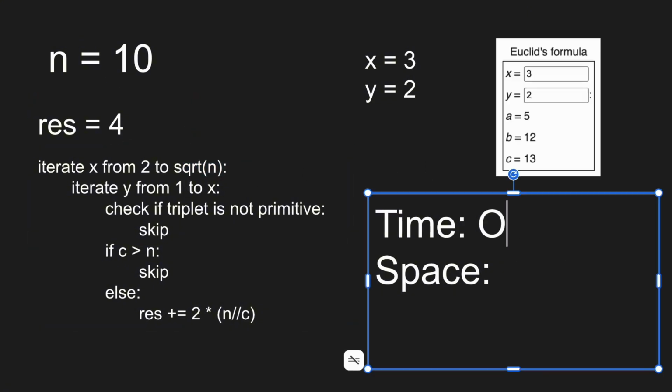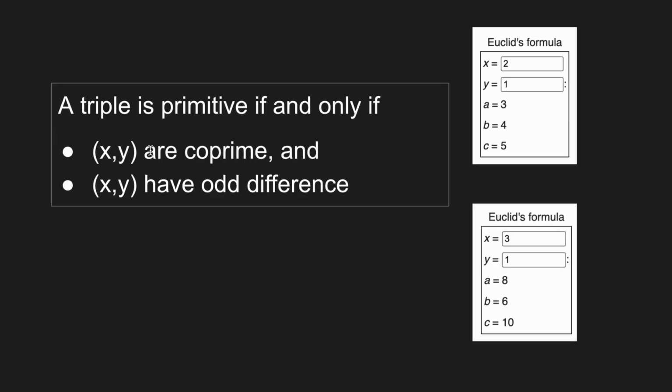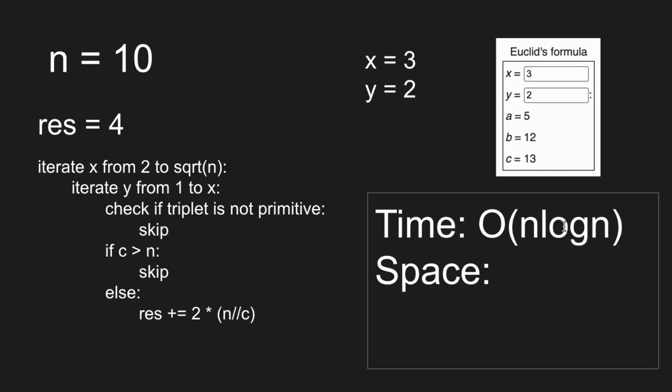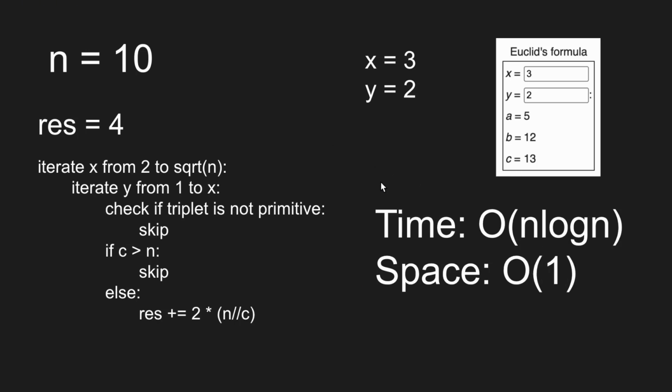So the time complexity would be O of n log n, because from 2 to square root of n would take square root of n time. This for loop will also take square root of n time. So if we multiply square root by square root, it would just be O of n. And we need to check if the triplet is not primitive. And because of this coprime thing, we will have to check for the greatest common divisor of x and y, and that will take log n time. So that's why it's O of n log n. And the space complexity would be O of 1 because the space that we use will not depend on the inputs of this problem. So now let's get to the coding part.